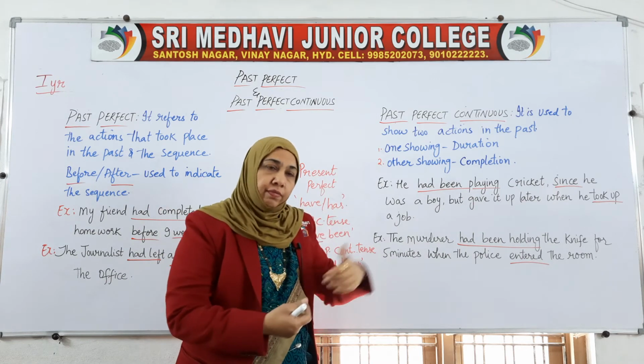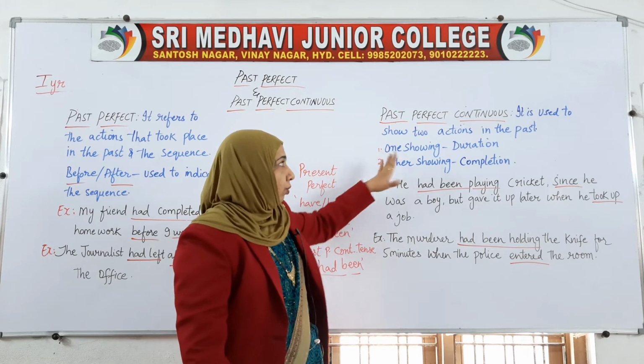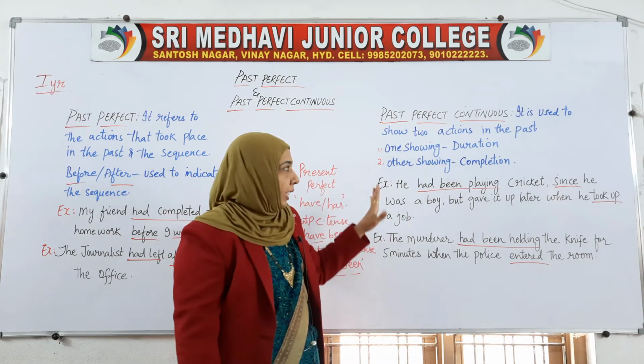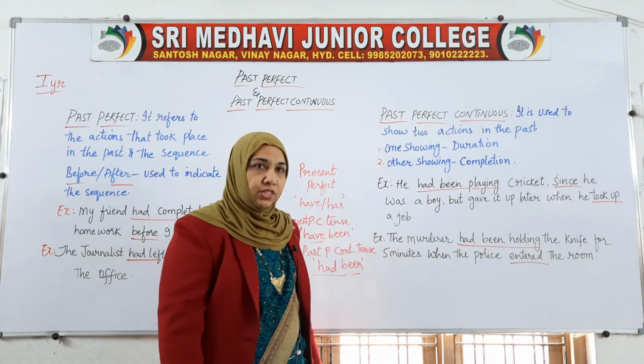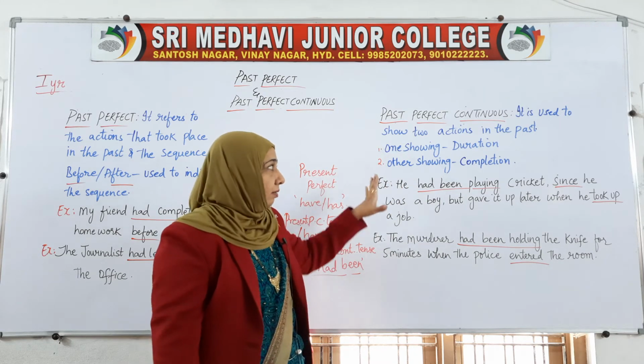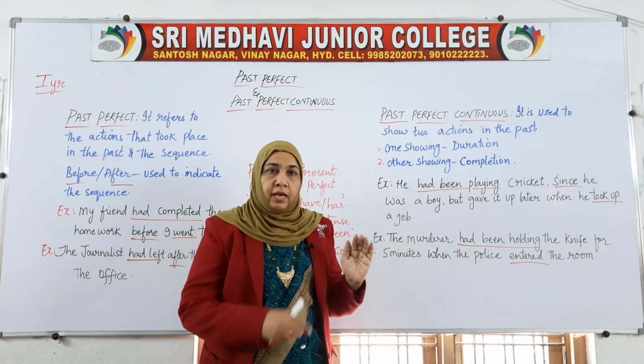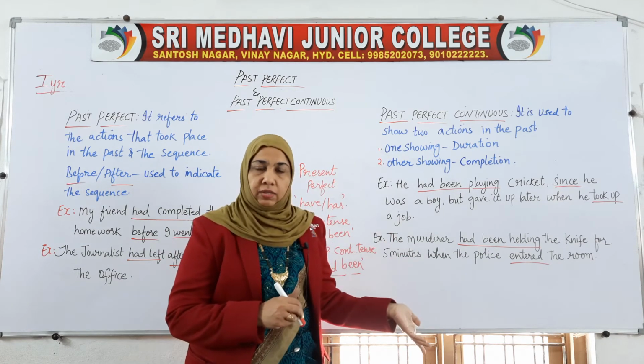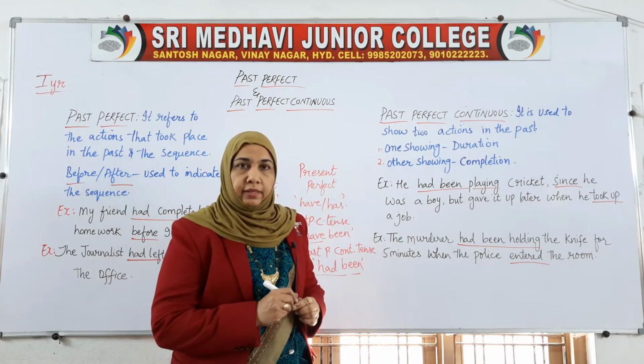One action shows when it had happened. Now here are two actions of the past. One is showing the duration and the other is showing the completion. In other words, we can say that it is the action which started in the past and ended in the past. Start and end in the past.